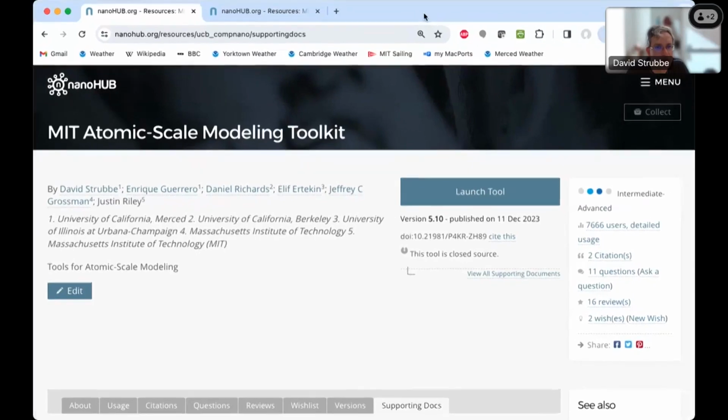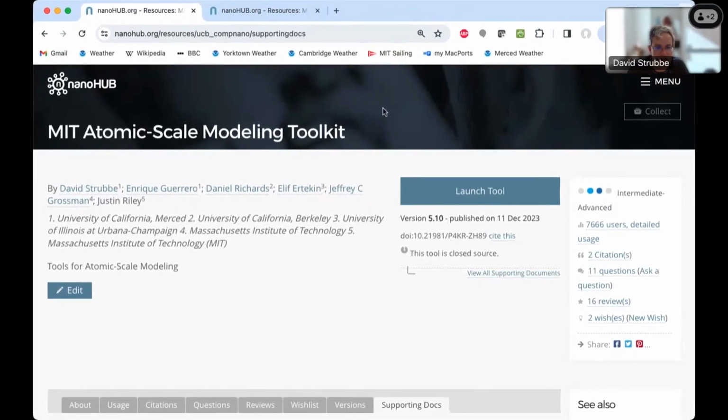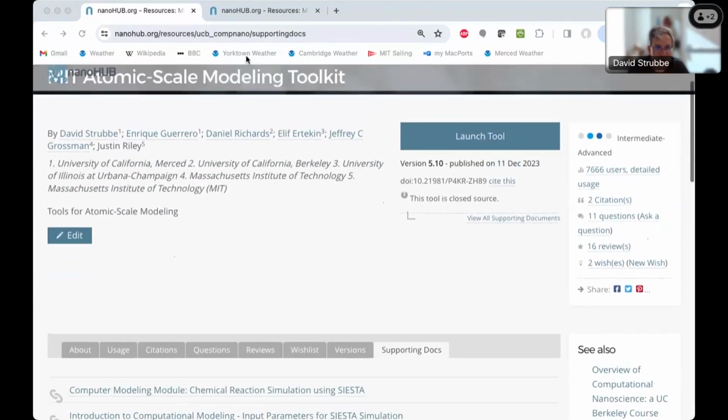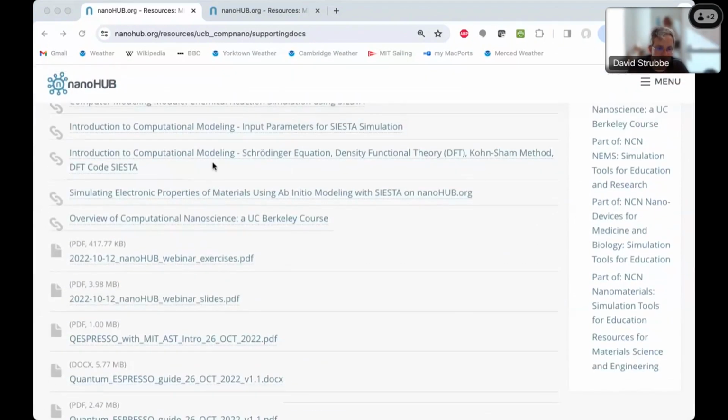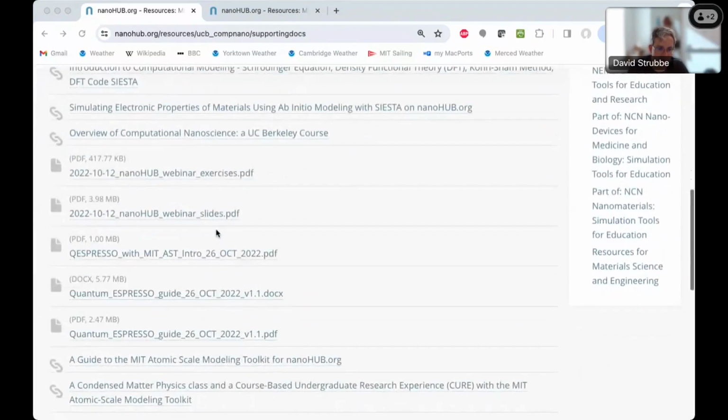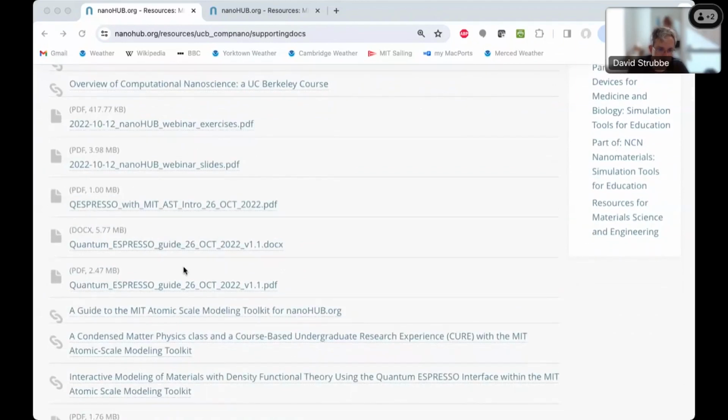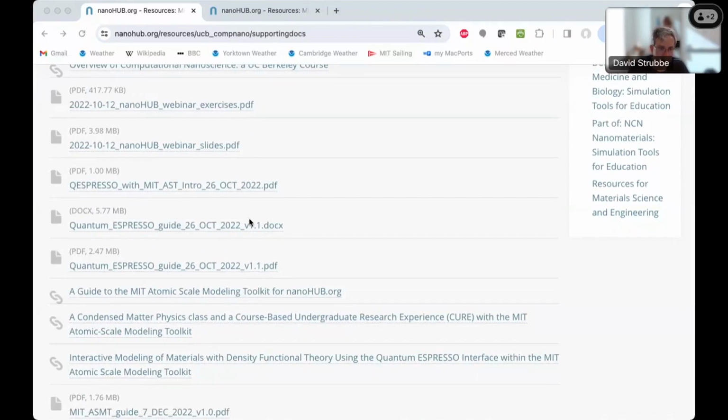Okay, so for the second part here, I'm going to show you explicitly how we do some things in this tool, including some other aspects that I found useful in class that were not necessarily involved in this one, but I wanted to share with you. So to start with, here's the tool, and I brought up the page for supporting documents, so you can see there's all kinds of things here. Some other webinars and classes, including some that I and my former student, Dr. Guerrero, presented in 2022.